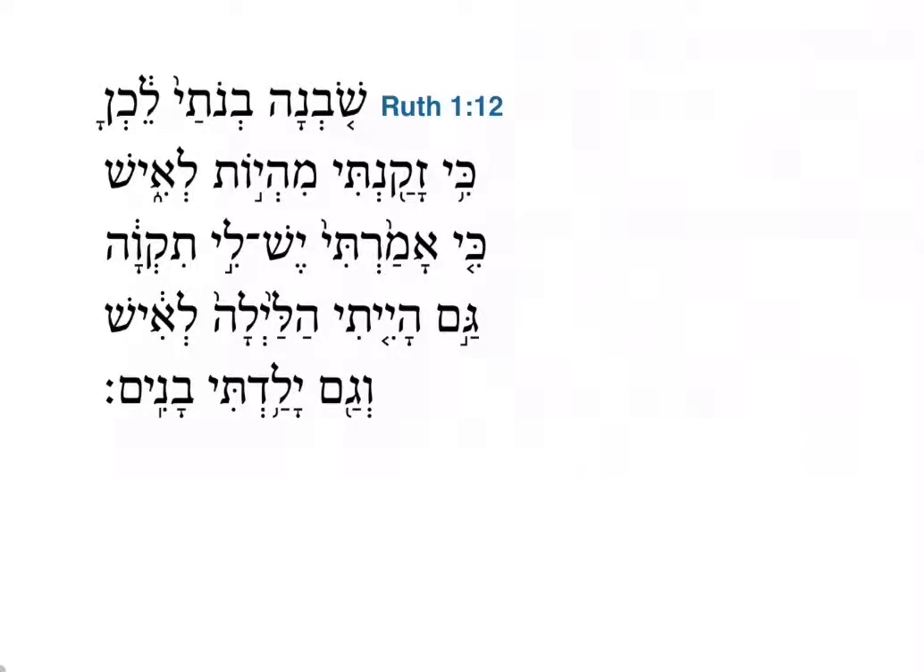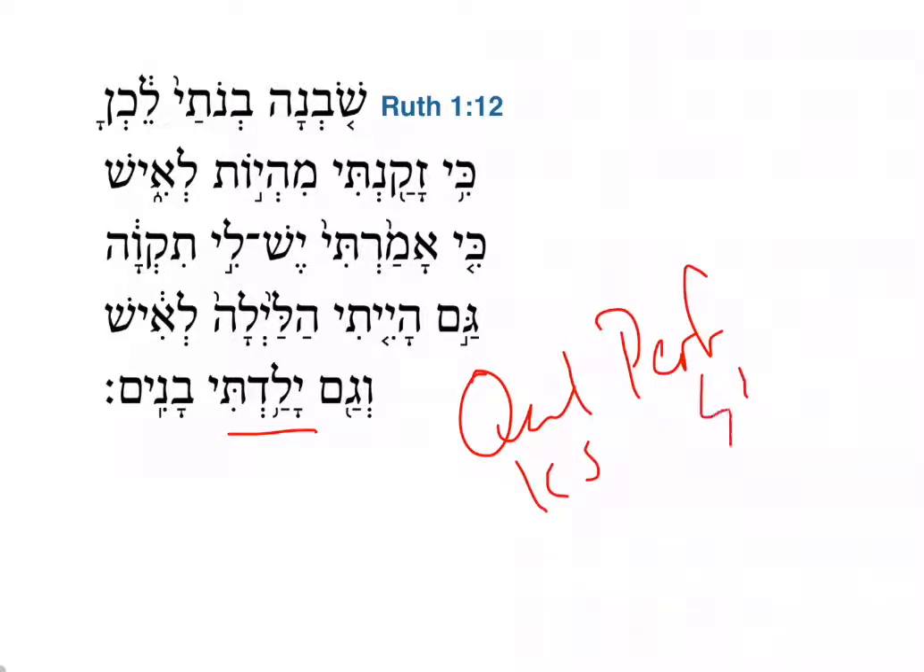And so we start with vegam. Remember, the particle gam emphasizes many times a word that immediately follows, but it can also emphasize the entire clause that follows. Next, we have yaladti. Here we have a qal perfect. It is a 1cs of yalad.